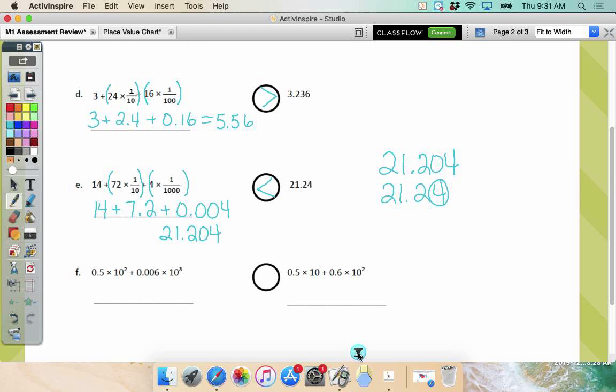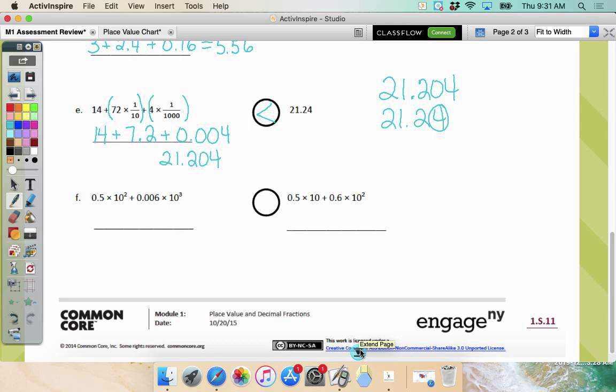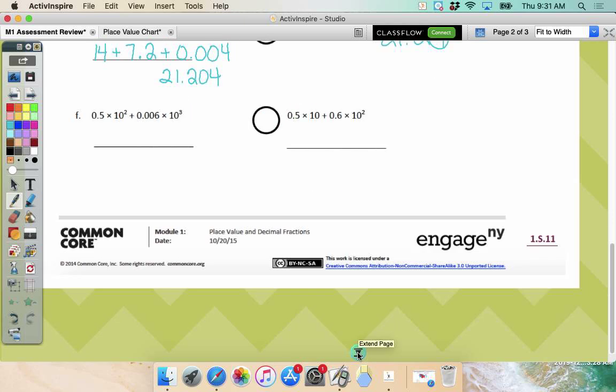Okay. These last ones are the decimal hop. We're going to practice a decimal hop. So go ahead and put your parentheses on. And it's only 2, so it'll be easier. Okay, so if I take 5 tenths times 10 to the second, how many times do I hop it? Which way?